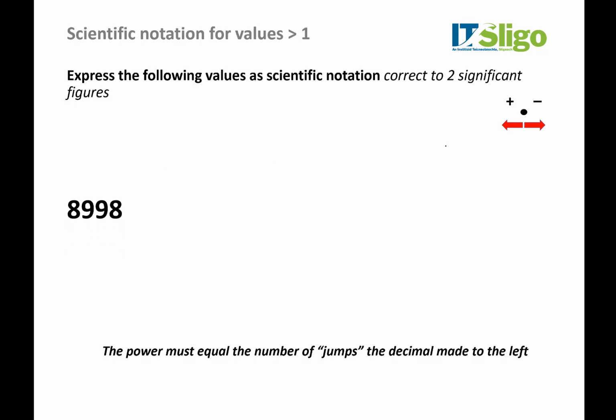This one, again, pause the video, have a go. 8.998 by 10 to the power of 3. 2 significant figures, we round up. This will be 9.0. There's my 2 significant figures by 10 to the power of 3.